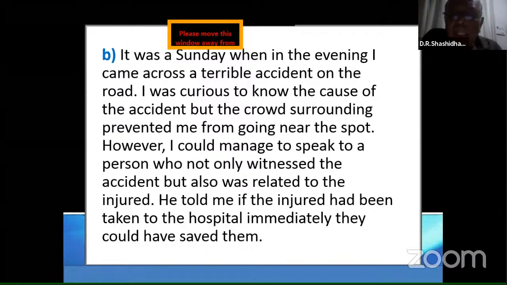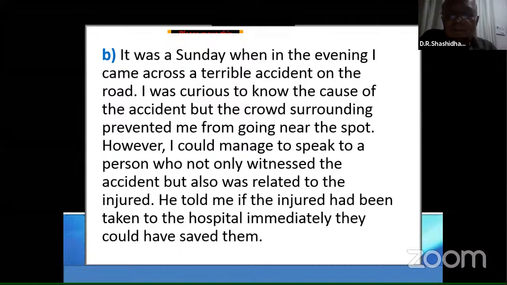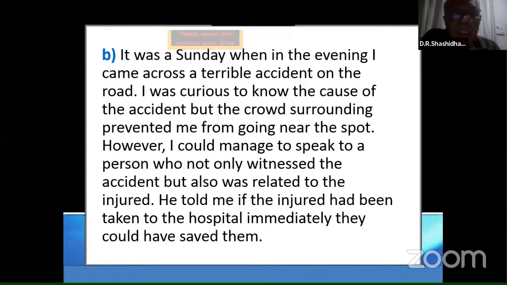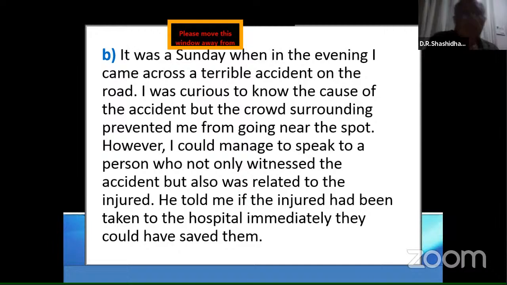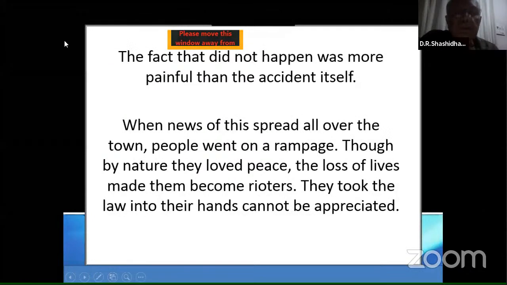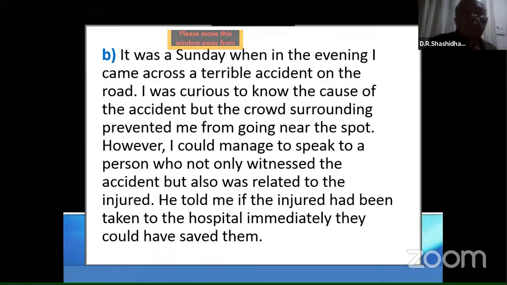"However, I could manage to speak to a person who not only witnessed the accident, but also was related to the injured." Yes. Thank you, Madam Jayalakshmi. Next one. "However, I could manage to speak to a person who not only witnessed the accident, but also was related to the injured." Okay. Complex sentence. Yes, ma'am, it is complex.